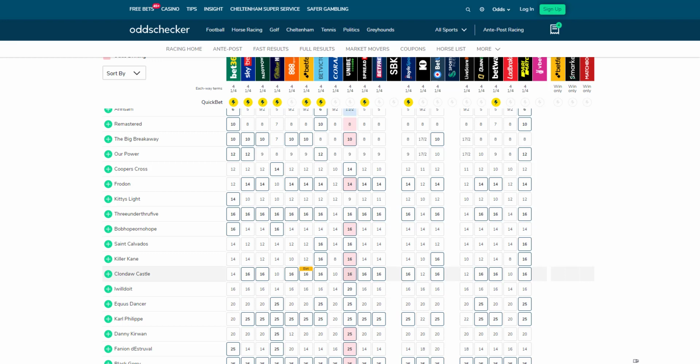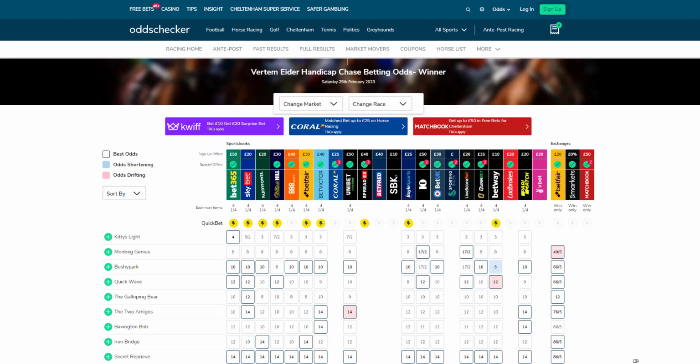Clondalkin Castle at 14s and 16-1. Quick mention about Kitty's Light. Obviously, we're on the double, Kitty's Light and Captain Orr. Captain Orr won for us yesterday. Hopefully, Kitty's Light can win on Saturday. As you know, I'm a massive fan of Kitty's Light, especially when he wants this trip.